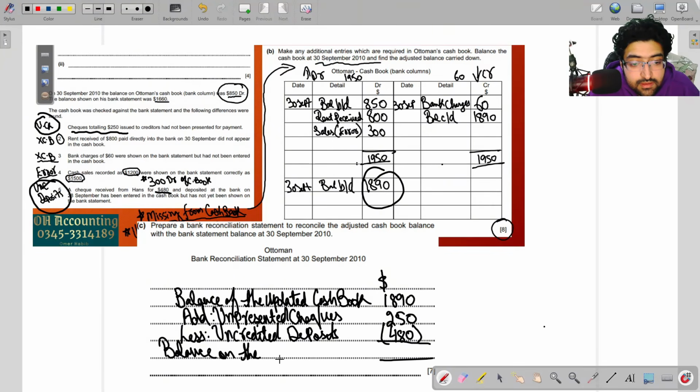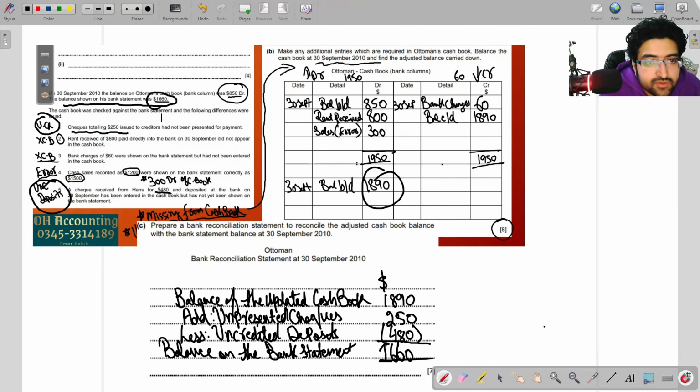And when you do the totaling, you should get the balance on the bank statement. Let me use my calculator. 1890 plus 250 minus 480. I am getting 1660. Okay, let's check the question. The balance shown on his bank statement was 1660, which means we have reconciled the cash book with the bank statement and figured out the reasons why there were differences. So this is it. This is what you do. Okay?